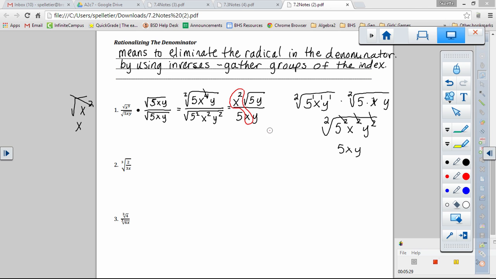X squared divided by x is x. So in other words, if I take an x away here, I have to take 1 away here. And so that's going to simplify to x times the square root of 5y all over 5y. That is your final answer. We have rationalized the denominator. These are a little bit lengthy, but take your time and just kind of think about what you're doing, and you should be all set. Example 2 is a third root.